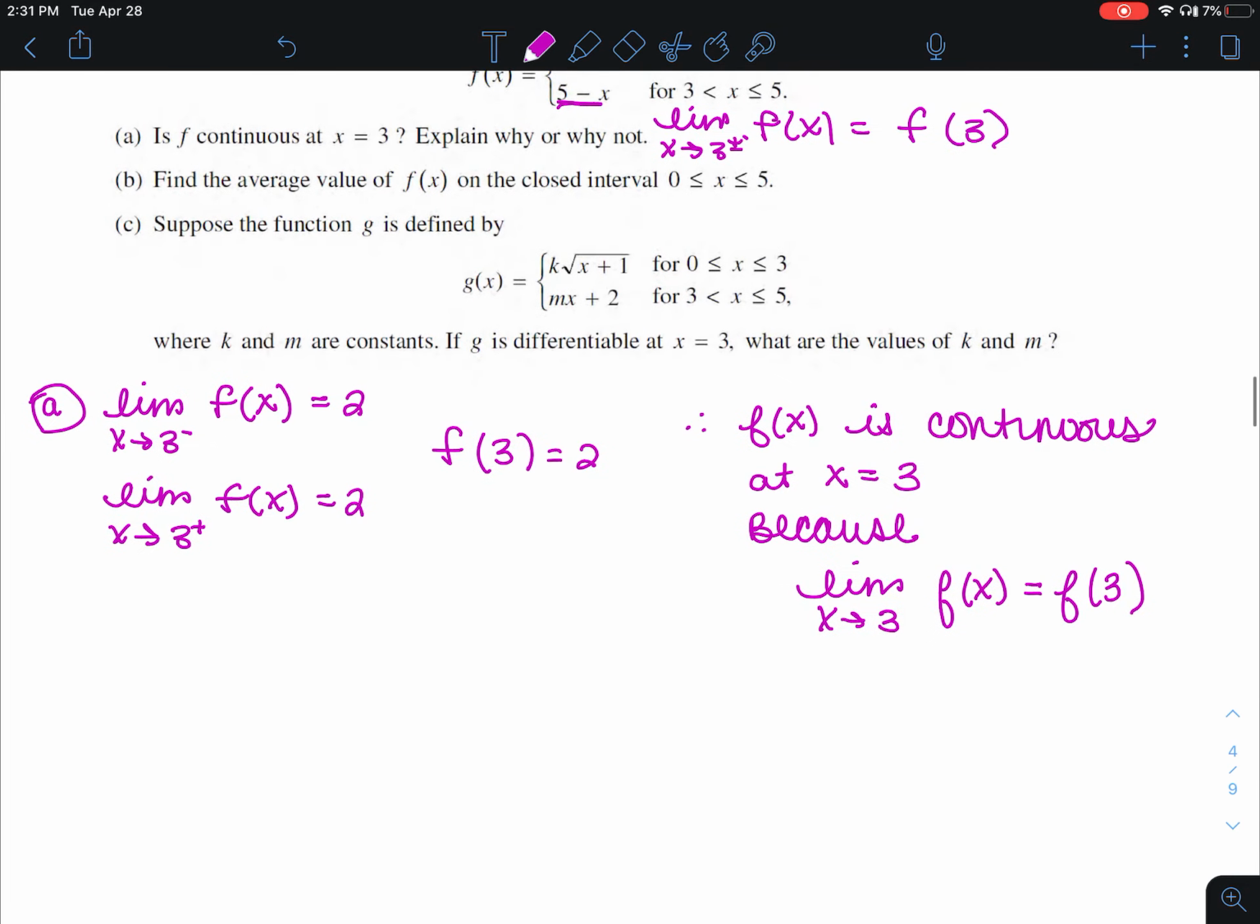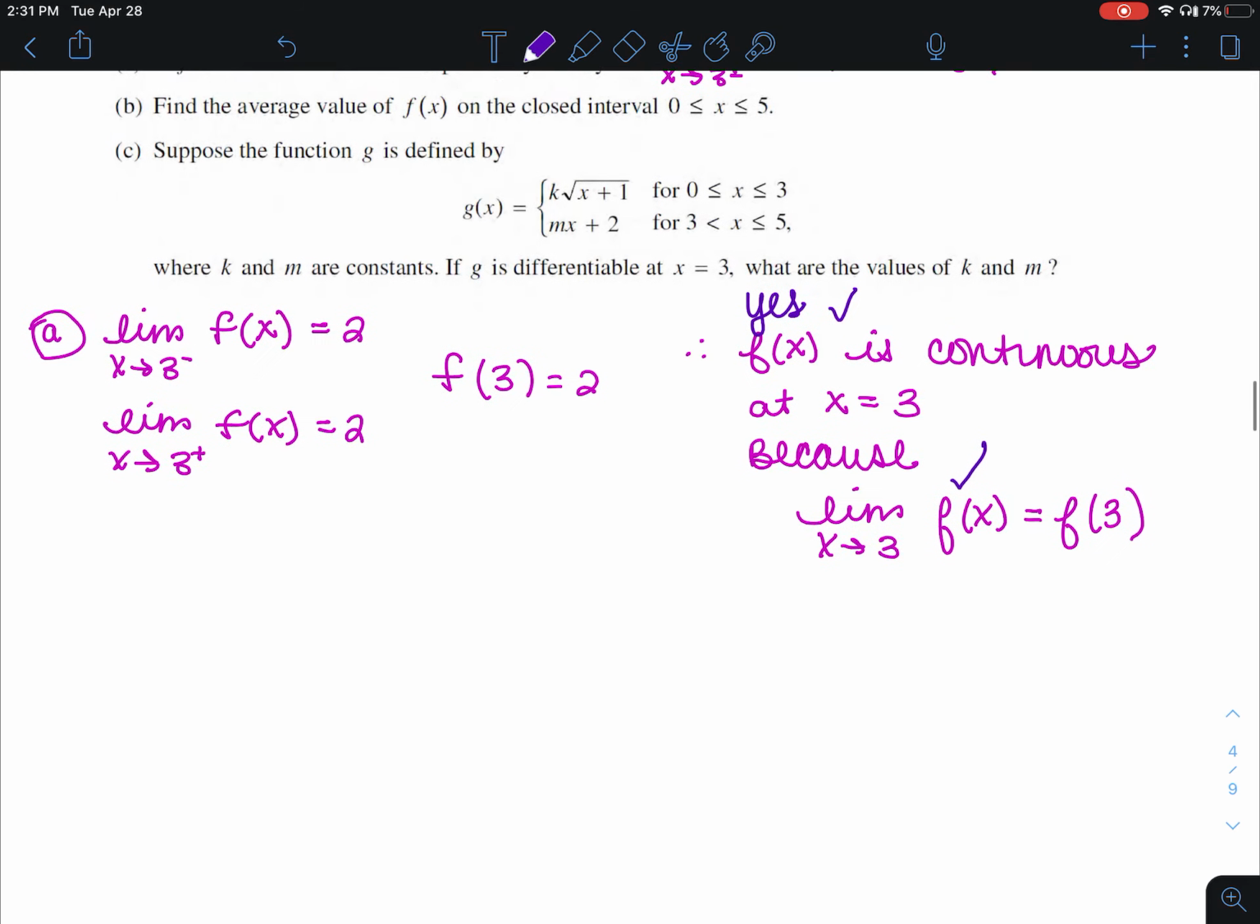So for this problem, there were 2 points. You got a point for answering yes, it is continuous. And then your explanation involved the limits.